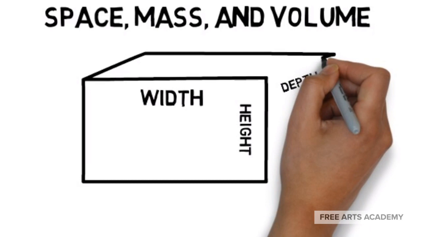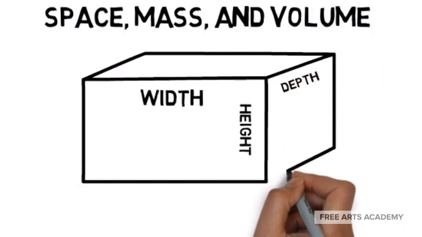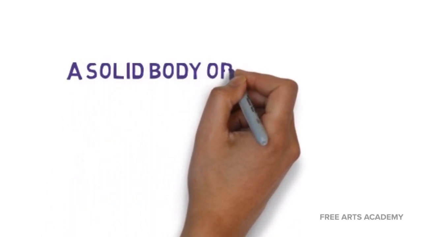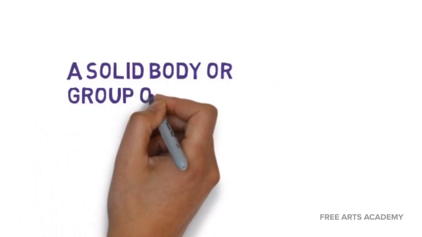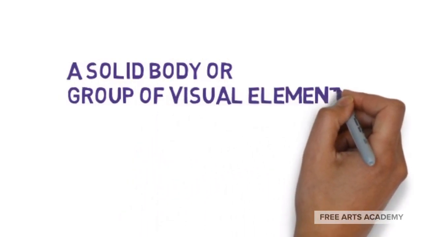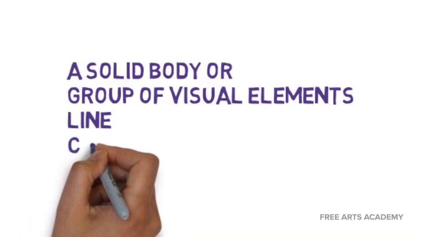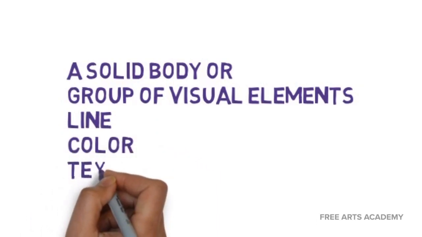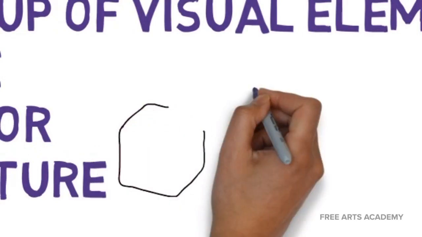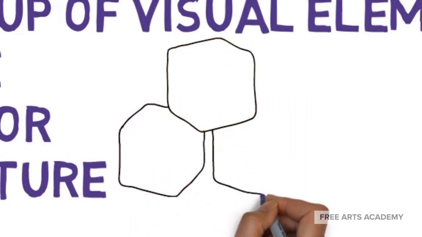Let's define mass. In our essential art realm, mass is best described as a solid body or a grouping of visual elements. For example, line, color, and texture can all work together to compose a solid form, just like you can see here on these simple building blocks.